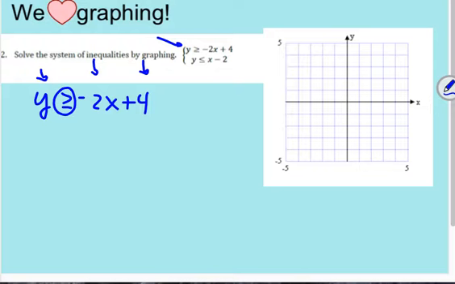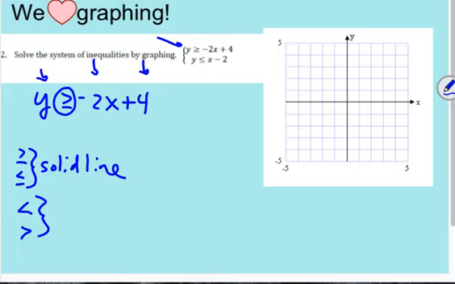Is it going to be a solid line or a dotted line? When you're working with inequalities, if it's greater than or equal to or less than or equal to, it's going to be a solid line. If it's less than or greater than, it's going to be a dashed or dotted line. And that's just a boundary. Okay, that line is just a boundary. Your solutions are going to be all the points to the left or to the right of that line when you break it up into a half plane.